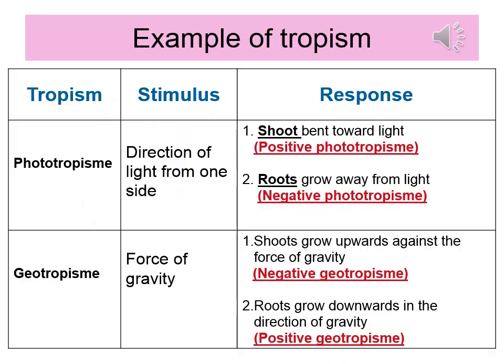Okay, these are examples of tropism. First, phototropism. The stimulus is the direction of light from one side. So the shoot will bend towards the light to show positive phototropism, and the roots will grow away from light, showing negative phototropism. Another type of tropism is geotropism. The stimulus is the force of gravity. The shoot grows upwards against the force of gravity to show negative geotropism, and the roots grow downwards in the direction of gravity to show positive geotropism.